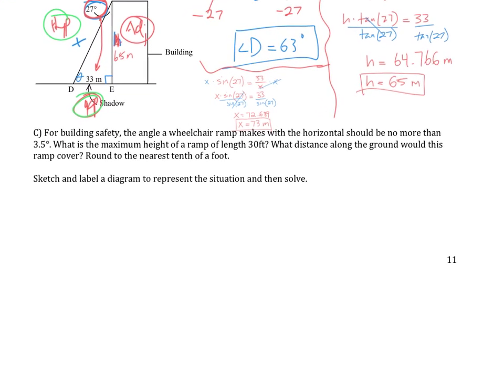So letter C, for building safety, the angle a wheelchair ramp makes with the horizontal should be no more than 3.5 degrees. What is the maximum height of a ramp of length 30 feet? What distance along the ground would this ramp cover? Round to the nearest tenth of a foot. Sketch and label a diagram to represent the situation, and then solve. So we have a wheelchair ramp that's going up to probably some door.